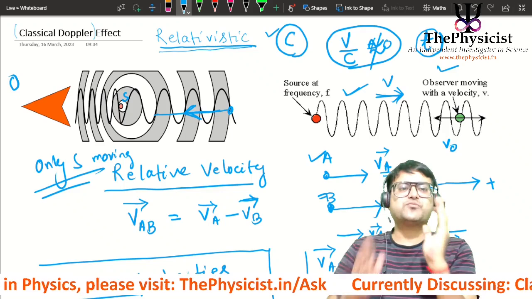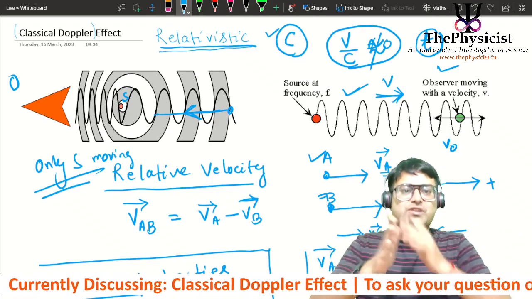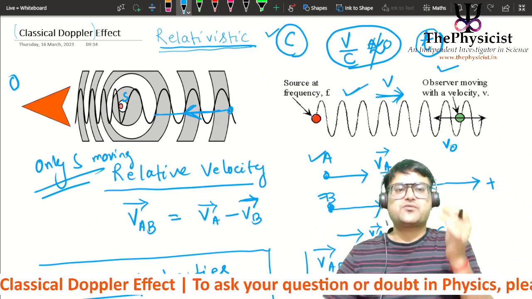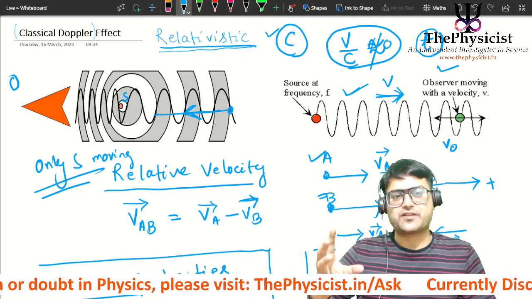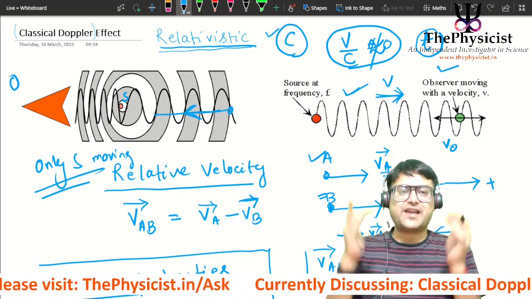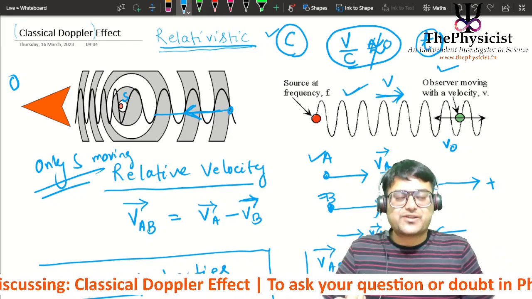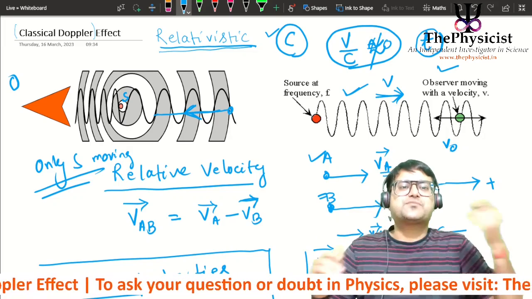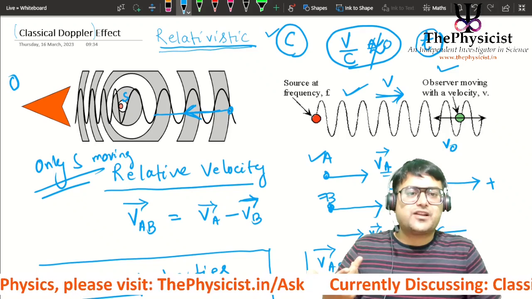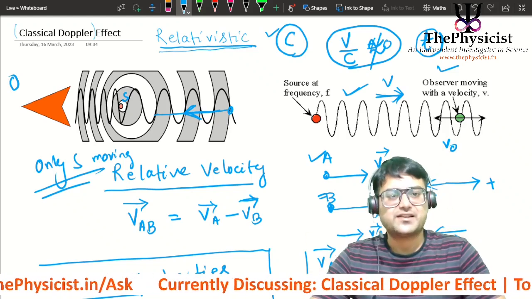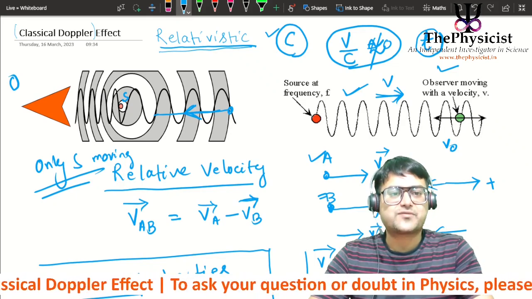Now, if the observer is moving away from the source, then it will take him longer to consume the same wavelength. So if the observer consumes the wavelength in the time period only, then he will perceive the actual frequency. But if the time period that the observer takes to consume the wave decreases, then the frequency appears to be increasing. And if the time period gets increased, then the observer will say that the frequency is less.